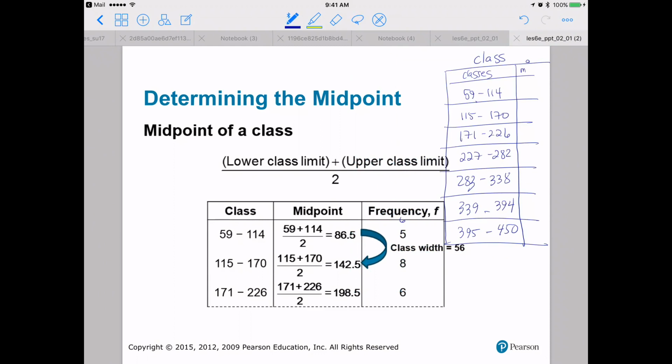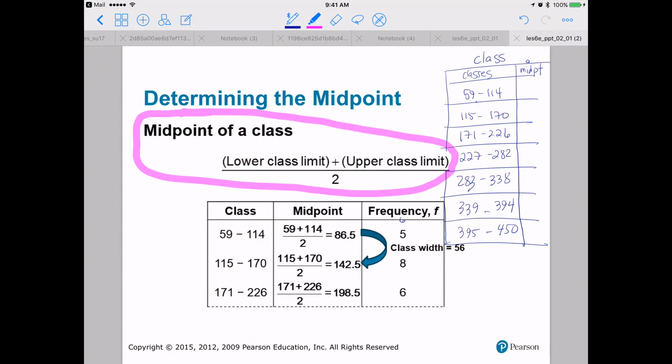So if we write the midpoint of the class, here's how we do it. Make sure you know this formula. The midpoint of a class is the lower limit plus the upper limit divided by 2. So for instance here, we would take 59 plus 114 and divide by 2. And you see that's what they've done here. They got 86.5. So you can find the midpoints of each class, right? So 115 plus 170 divided by 2 gives you 142.5. You can do that all the way down.